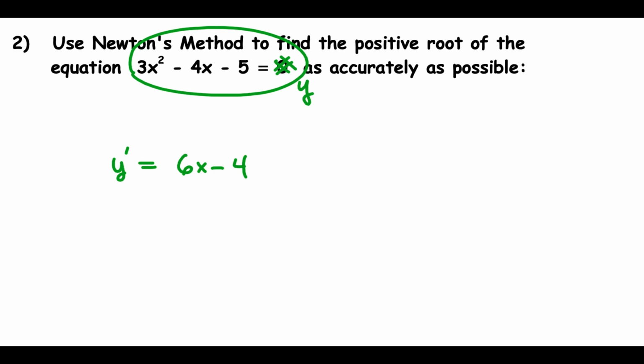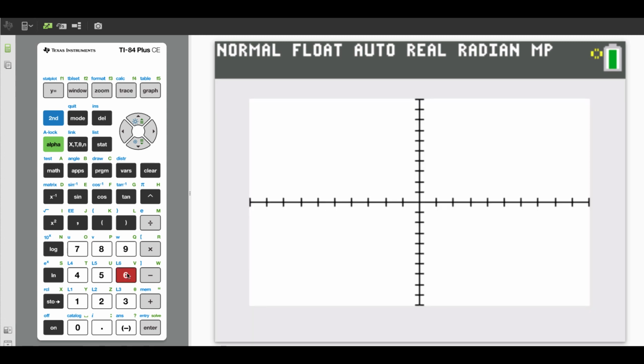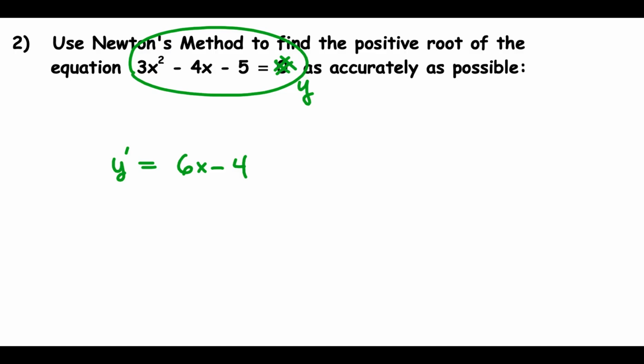So I'm going to type in the original equation, y equals 3x squared minus 4x minus 5. Okay, there it is. Let's go ahead and graph it. All right, it is a parabola. It does cross the x-axis twice. We want the positive root. It looks like it's going to be 2 point something. All right, I'm going to make my initial guess 2, but I'm not going to use the old-fashioned way. I'm going to use Newton's method, which is actually better. So our initial guess is going to be 2.